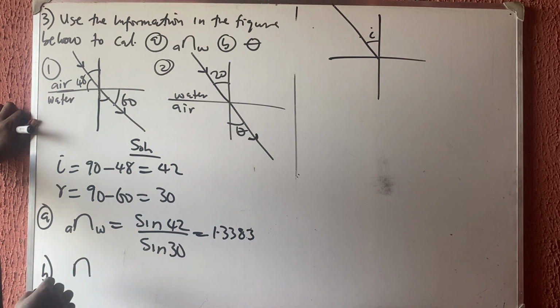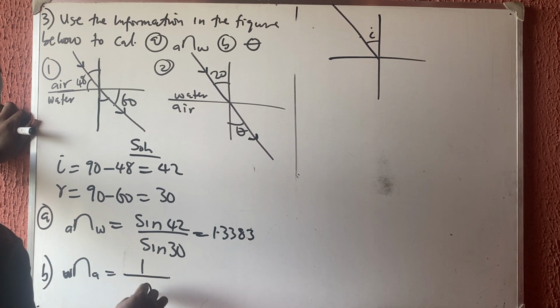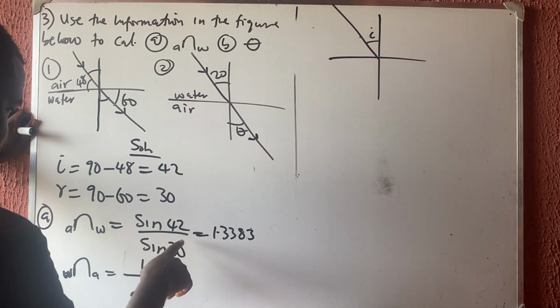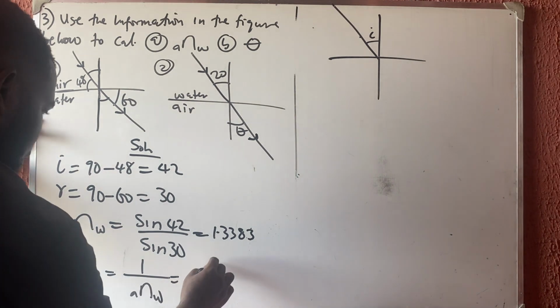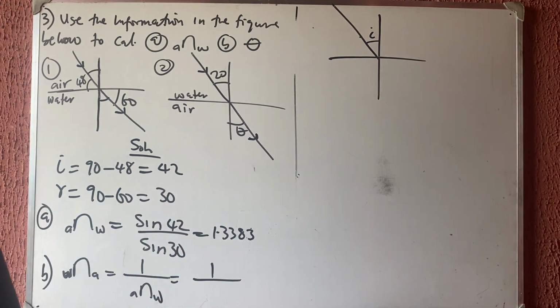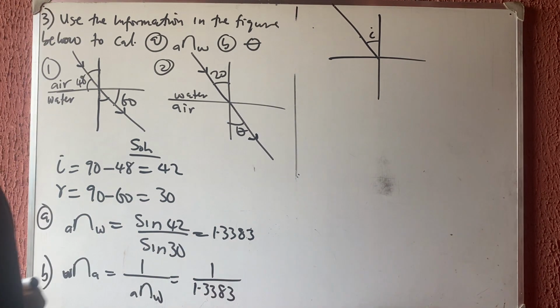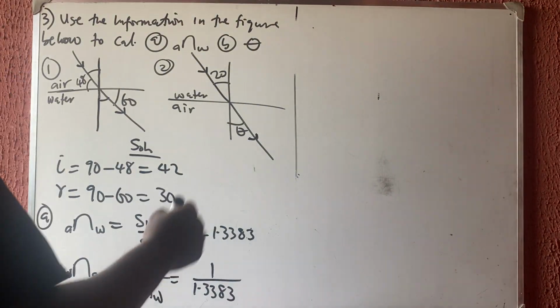You will tell them that the refractive index of air and water that I'm looking for now, from water to air, should be 1 over that of air to water. Which is going to give me 1 over 1.3383. Okay?